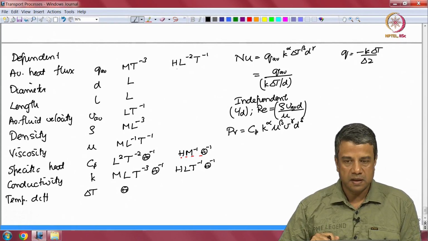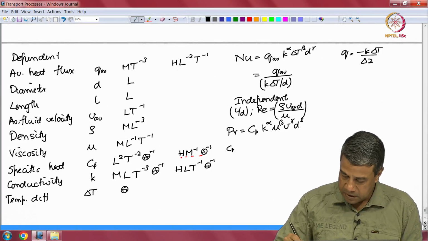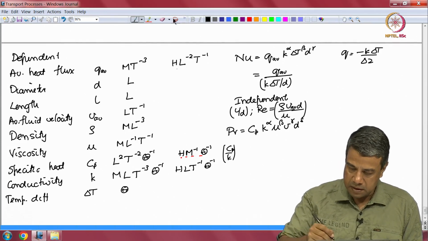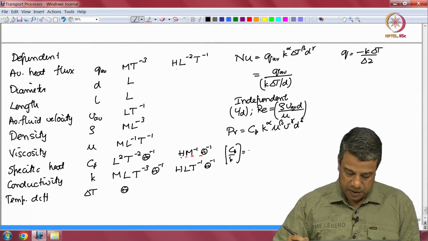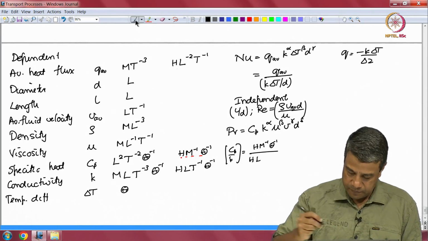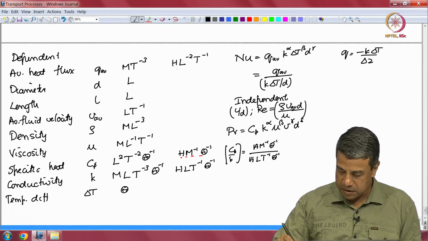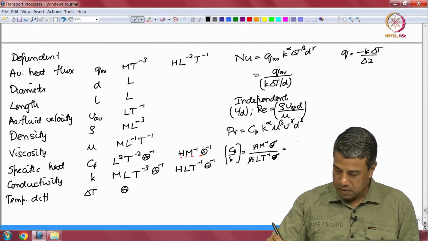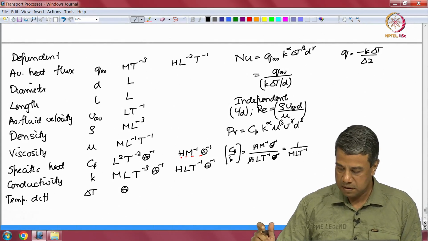Okay. It turns out that there is an easier way to non-dimensionalize this, right. So, if I just take Cp by K, okay, the dimension of Cp by K, this Cp is going to be equal to H m inverse theta inverse, okay, by H L inverse T inverse theta inverse. Okay. You can see the H and the theta cancel out, and you get 1 over m L T inverse. Okay. This is precisely the same dimension as the viscosity. Okay. This is precisely the same dimension as the m L inverse T inverse.